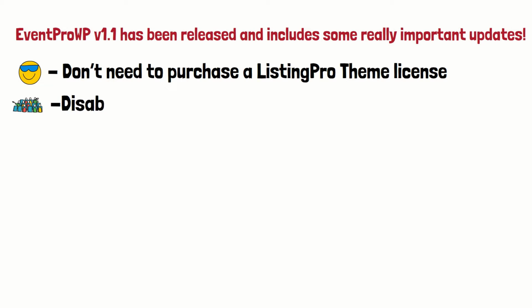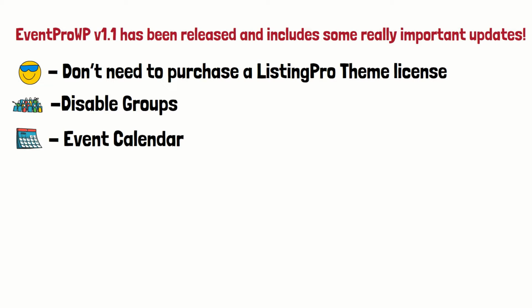Also with version 1.1, you can disable groups so that users can create events without first having to create a group. Sounds a bit complicated, but I can explain that in the video. Also, this version comes with the events calendar. It's an important feature and it's actually part of the default Listing Pro theme. The events created in the EventPro WP are also shown in this calendar.